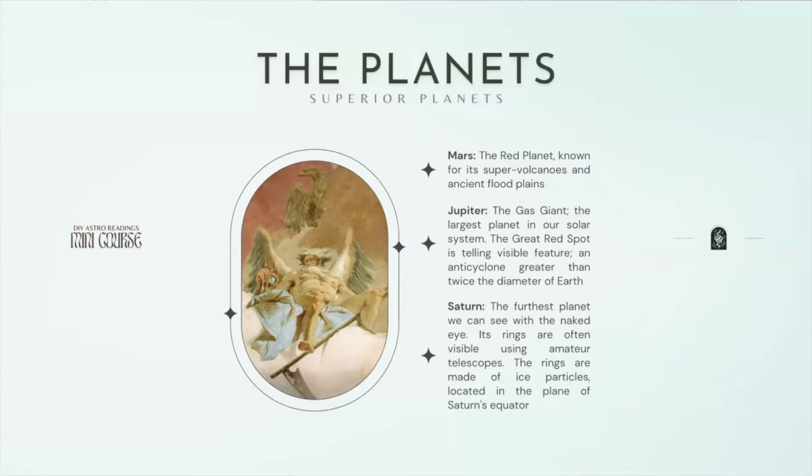Another cool thing that I learned in advance of this course: the rings are made of ice particles. And it's located on or in the plane of Saturn's equator. And it's like, oh, cool, we have an equator. It makes sense that other planets would have an equator as well.